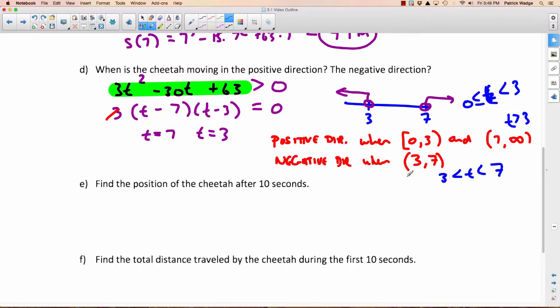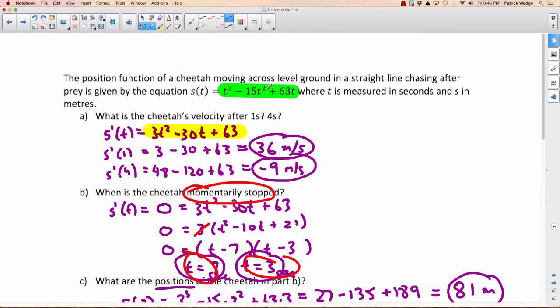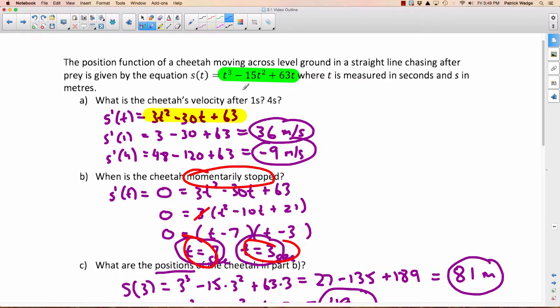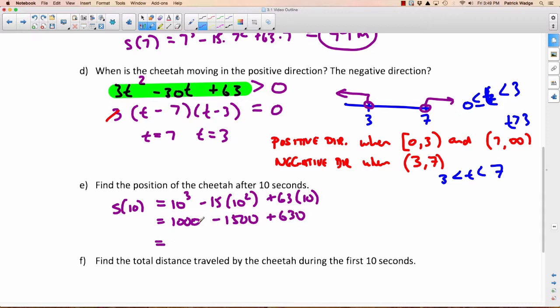Find the position of the cheetah after 10 seconds. Okay, position, we're just plugging into the original green one again. So we just need to find s of 10. S of 10 equals 10 cubed minus 15 times 10 squared plus 63 times 10, which means it's 1,000 minus, that's 100 times 15, 1,500, plus 630. And if you do that, it's 130. And this is in meters.